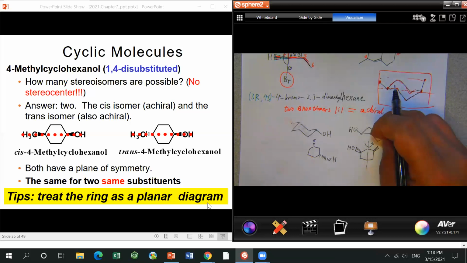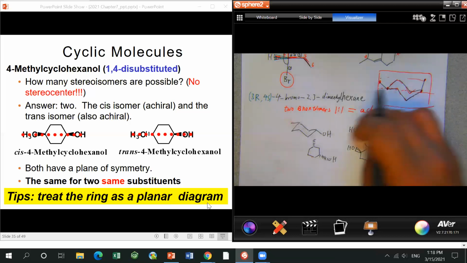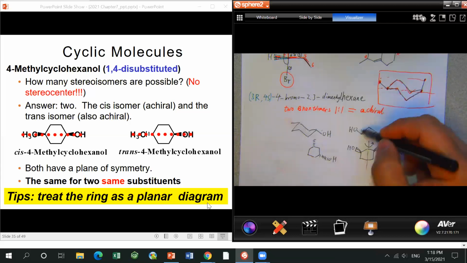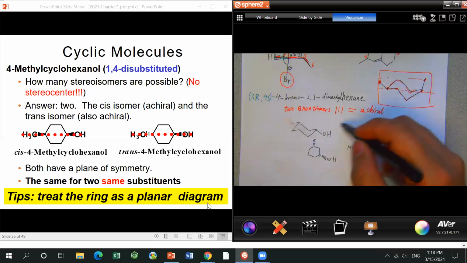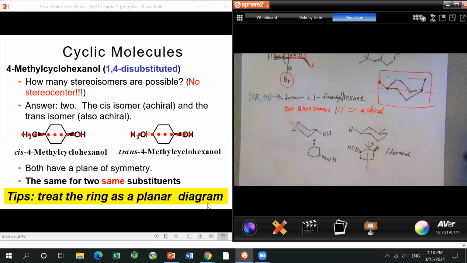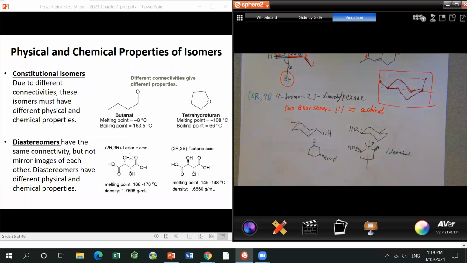To see whether the chair conformations are superimposable, you have to rotate, so think about flipping the chair conformation. That's much harder, but with the planar structure it's much easier. So that's an important tip: wherever you see a chair conformation, draw the planar structure. That makes all the stereochemistry easy.